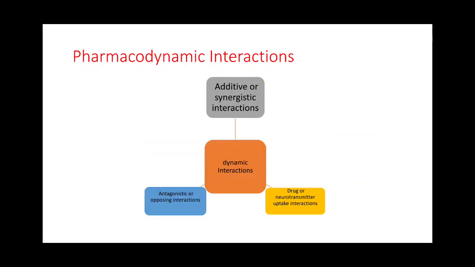The pharmacodynamic interaction classification is: one, additive or synergistic interactions; two, antagonistic or opposing interactions; and the third, drug or neurotransmitter uptake interactions.